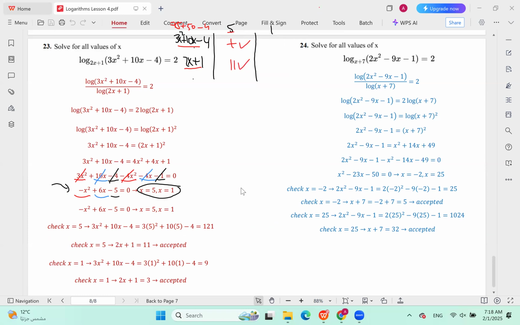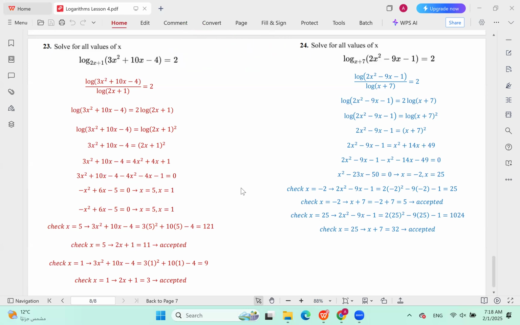If we put the 1 into this expression here, it gets 3 plus 10 minus 4, which is a positive number. It's 9, actually, which is okay. And then if you put the 1 over there, you get 2 times 1, which is 2, plus 1 gives us 3. So again, both values are accepted. So in this case, both results are fine.